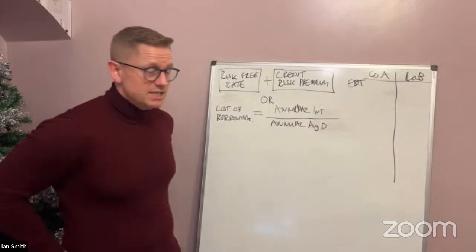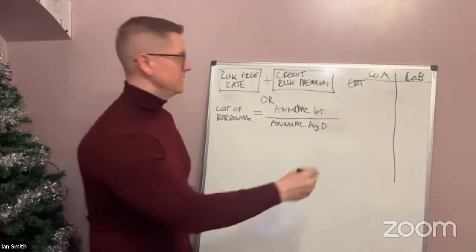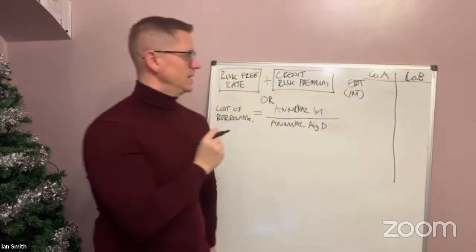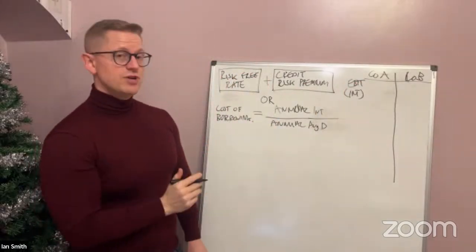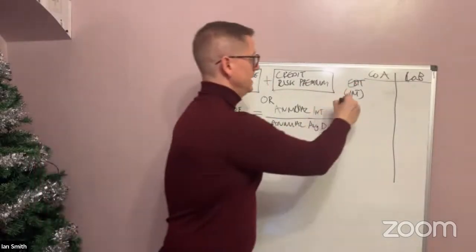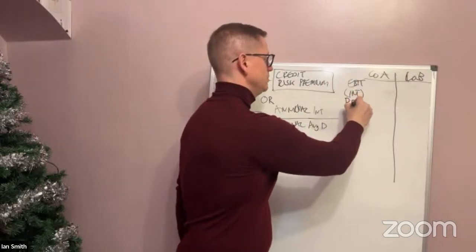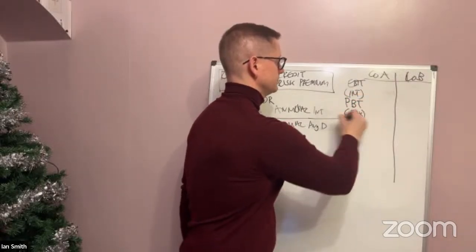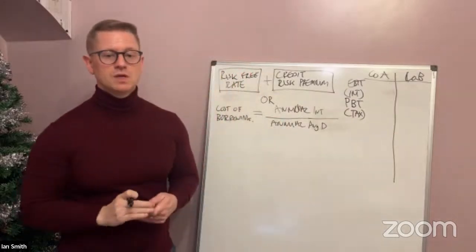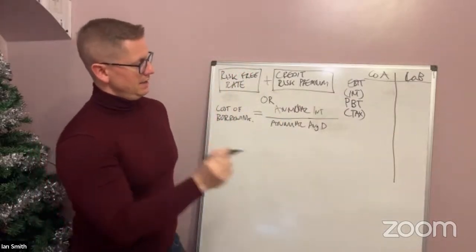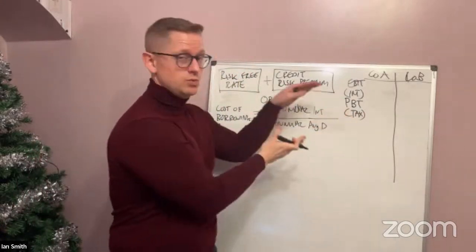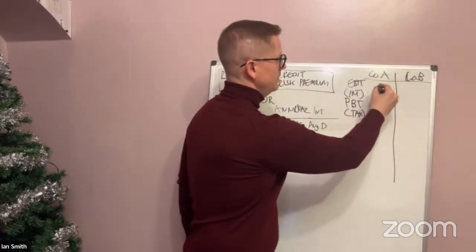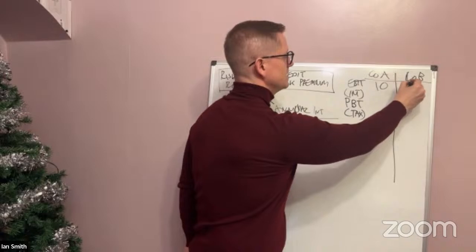So after EBIT, the bank gets paid with interest. Okay? Then after interest, what's left gets taxed. So we've got profit before tax. Then you pay tax. Okay? Now, and then what's after that is profit after tax, which is what's left for the shareholders. But if we look at company A and company B, they've both got 10 million EBIT each.